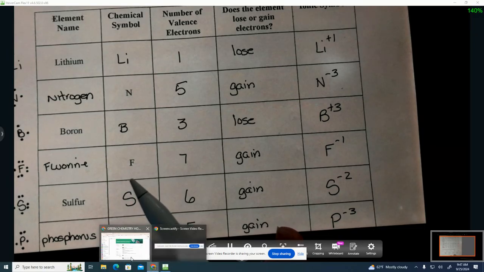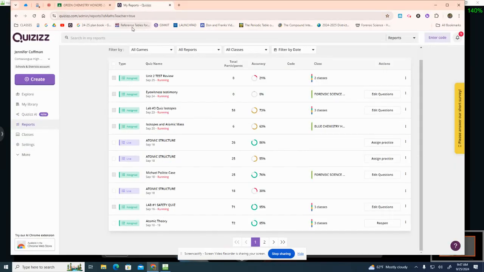if I can bring up a periodic table here, let's see if we have one. You got it. I know, I've got it somewhere.